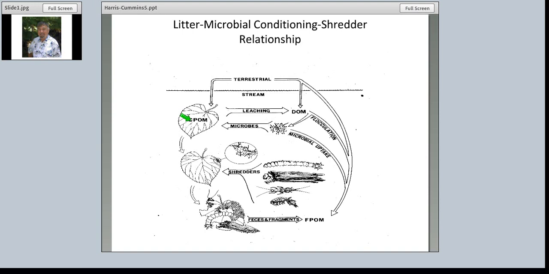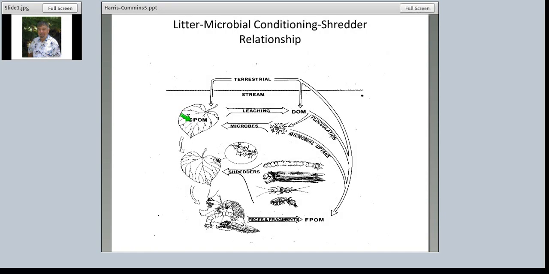The analogy that's been used is the leaf is like a cracker. The microbes are like peanut butter. The shredders require and use peanut butter, but the only place peanut butter happens is on crackers. And the major biomass of the microbes is in the matrix of the leaf. So for the shredders to get that, they have to eat through the tissues.